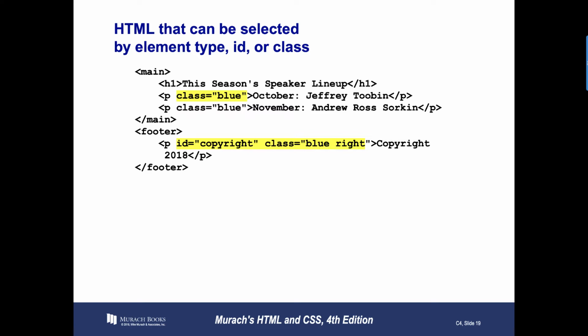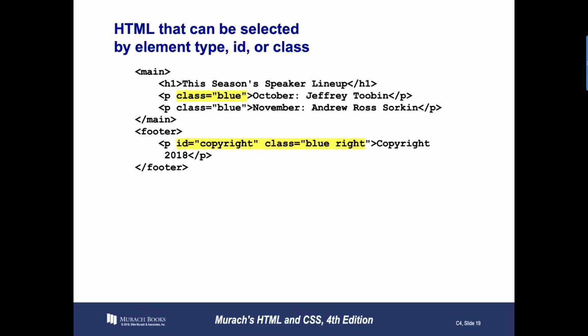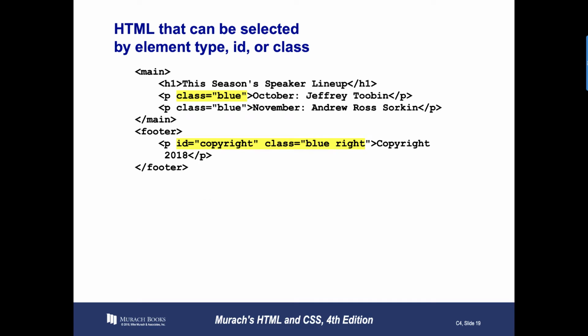So let's look at the class blue. So look at the bottom where it says dot blue. Color blue. There you go. So that's how you define in HTML class equals blue, no dot, but in the CSS dot blue and color blue.